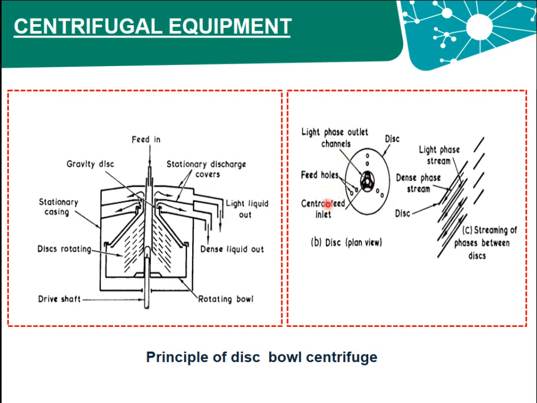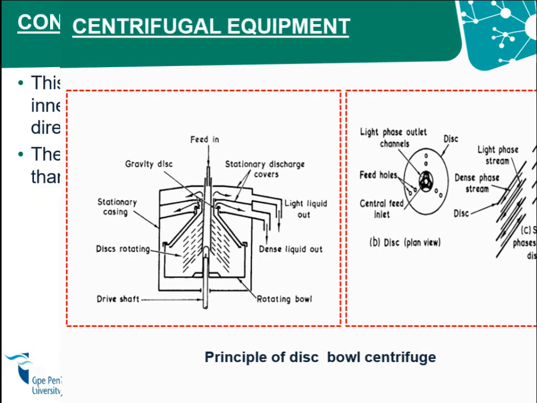If this is a plane view of the disc, how does the disc look? It's almost like a CD, like a DVD, but it has got holes. As they rotate, the denser material is separated from the light material, or the light liquid. The denser liquid comes out here, and the light liquid comes out on the top.